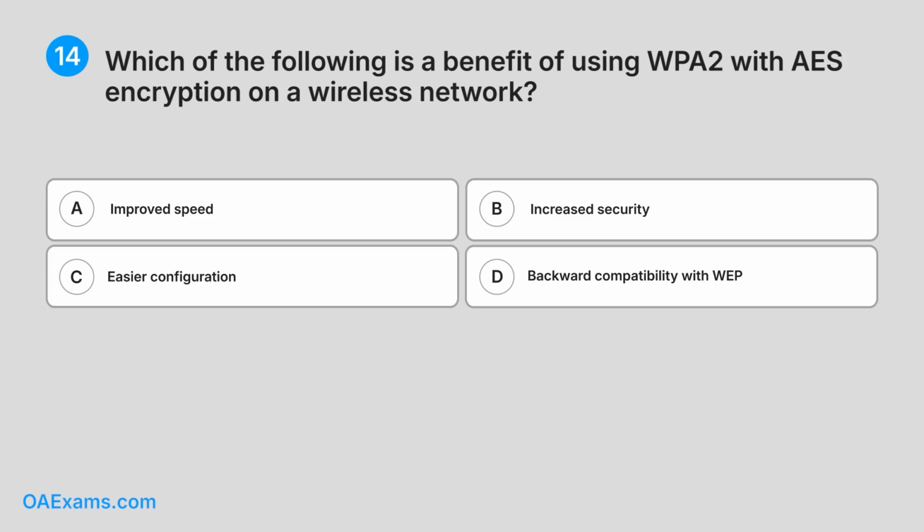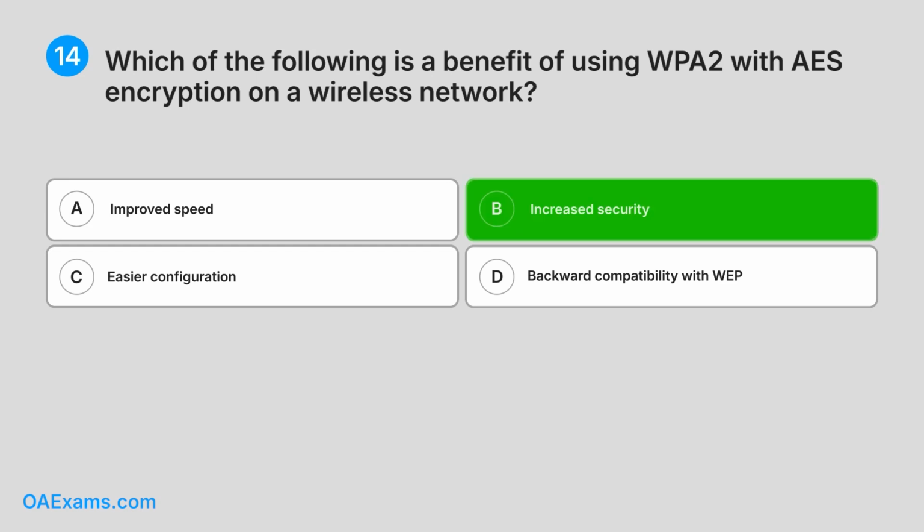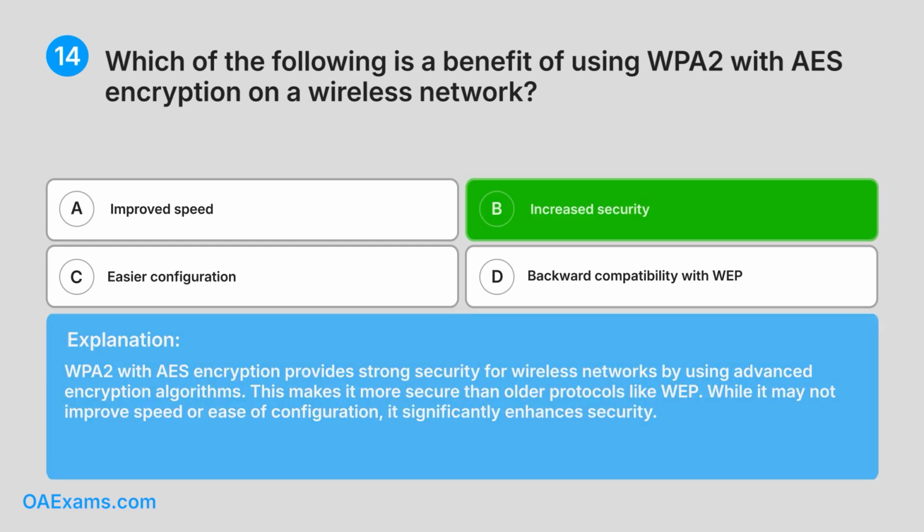Correct answer. B. Increased security. Explanation. WPA2 with AES encryption provides strong security for wireless networks by using advanced encryption algorithms. This makes it more secure than older protocols like WEP. While it may not improve speed or ease of configuration, it significantly enhances security.